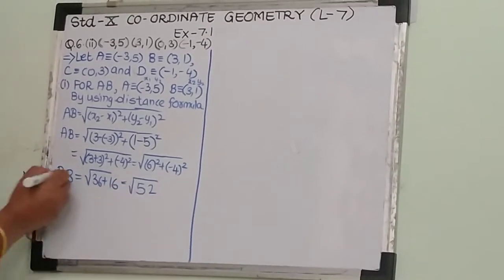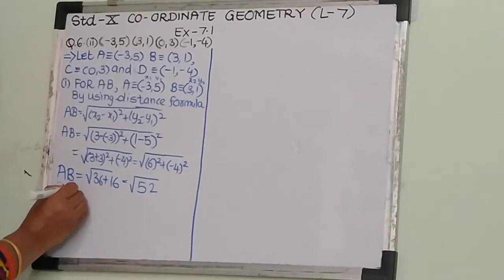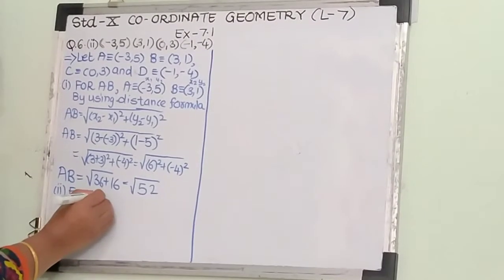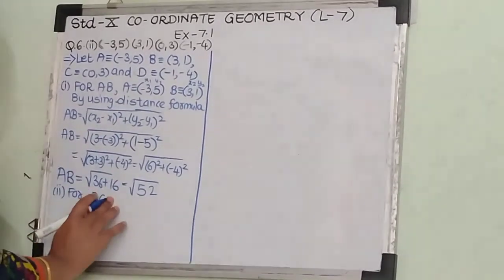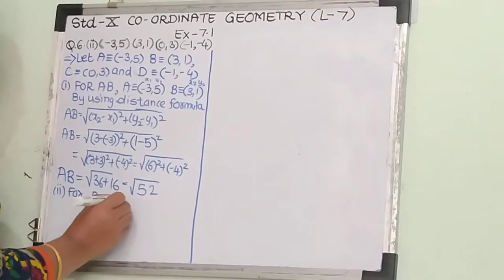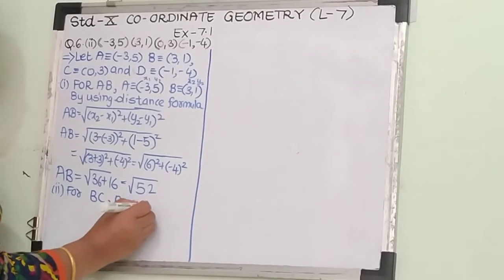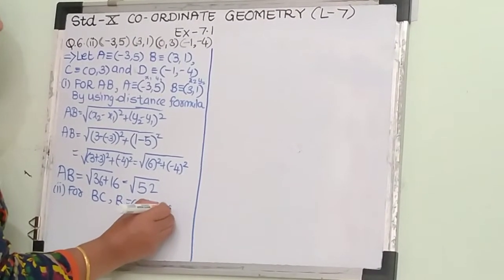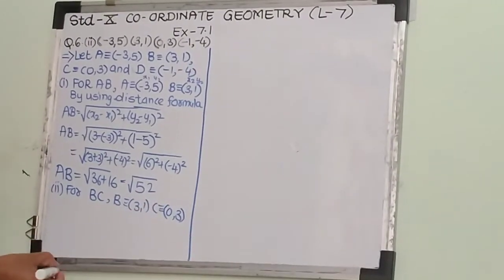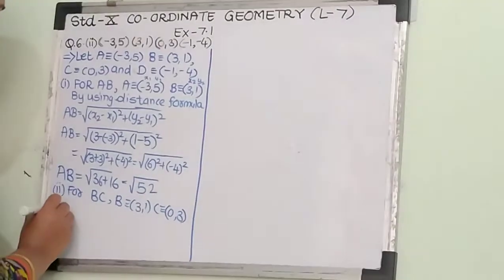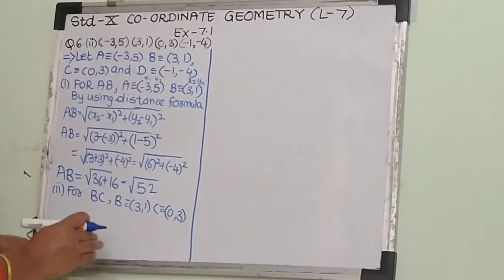So AB we get root 52. Now we are going to check for BC. For BC, we can write first B's coordinate, that is 3, 1, and C's coordinate, that is 0, 3. So first, by using the distance formula, I am not going to repeat the formula here again.